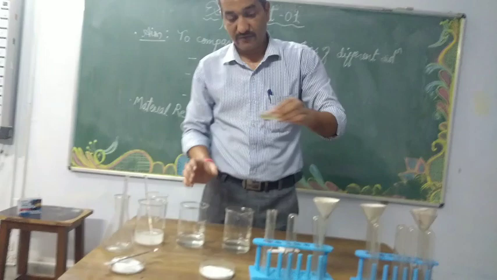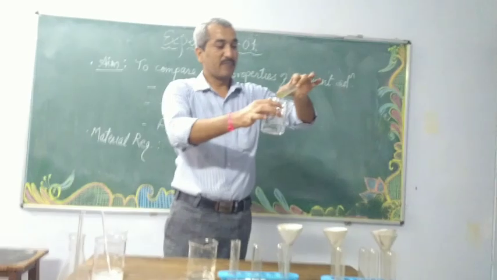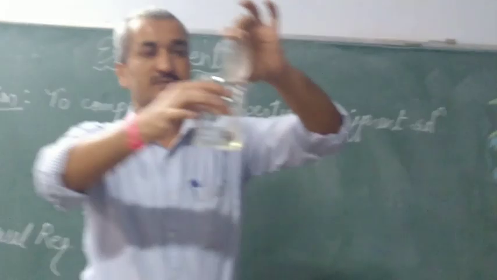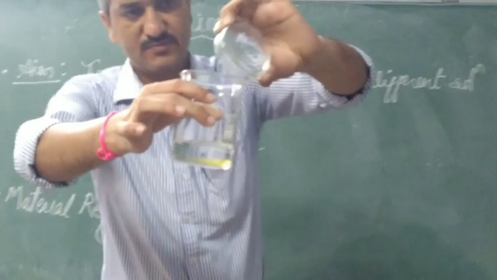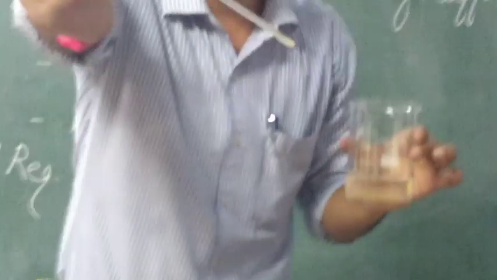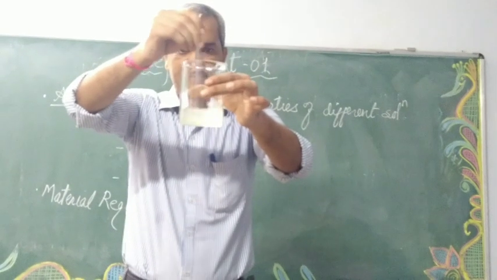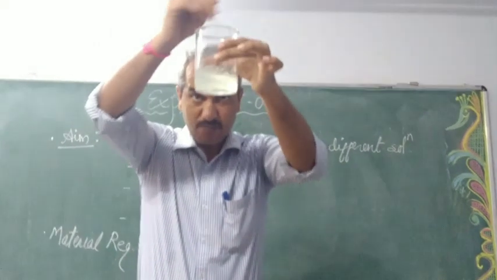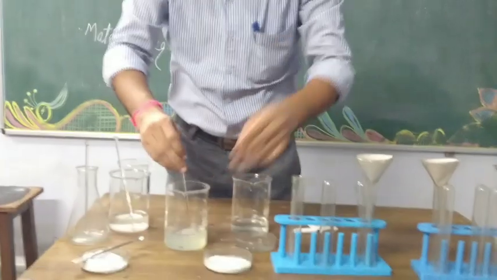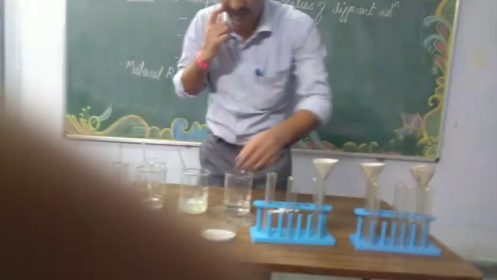Then I will also add the egg albumin. Here is the egg albumin, this is the water, and I am adding this egg albumin to this water. You see. This can also be added in some 5 to 10 ml water, and then I will take another glass rod and stir the solution. You see the solution is here. We will stir it well.